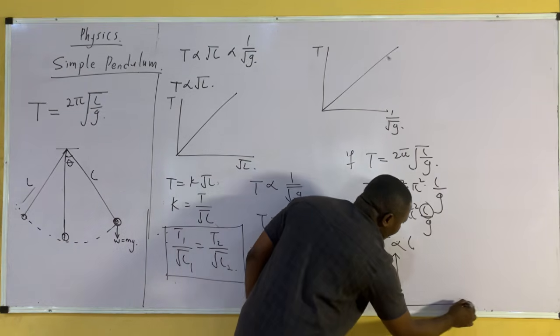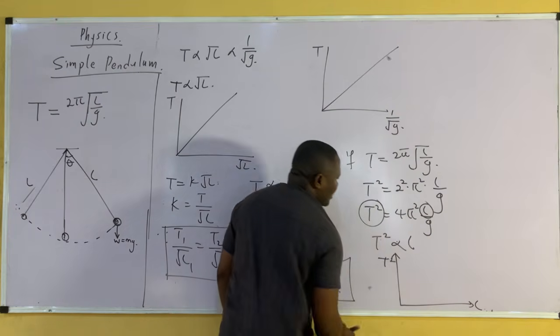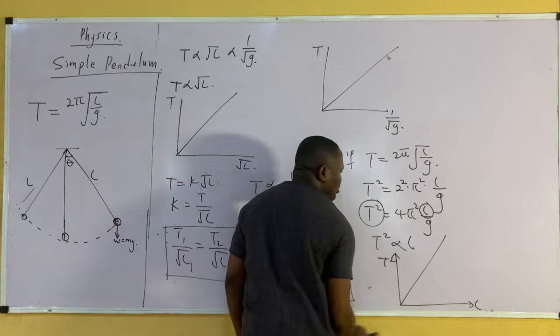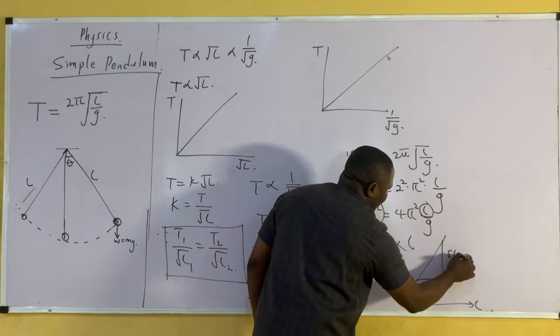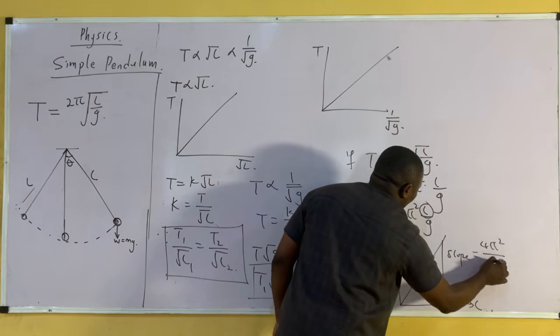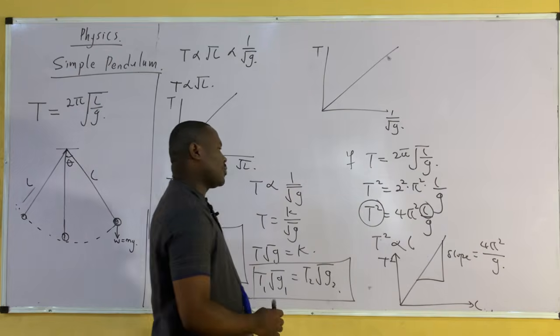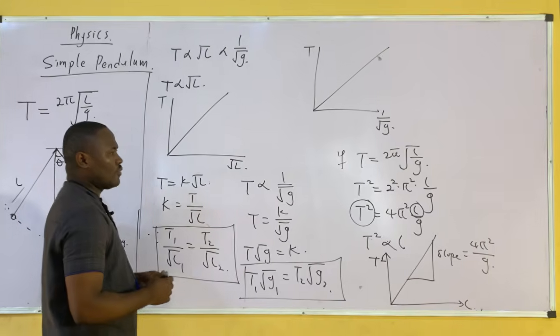These are possible graphs. What is the graph? T square against L. Now, this will still be a straight line graph, but this time the slope of this graph is now equal to 4 pi square over G. That's the slope of this graph. Still a straight line graph, but 4 pi square over g.